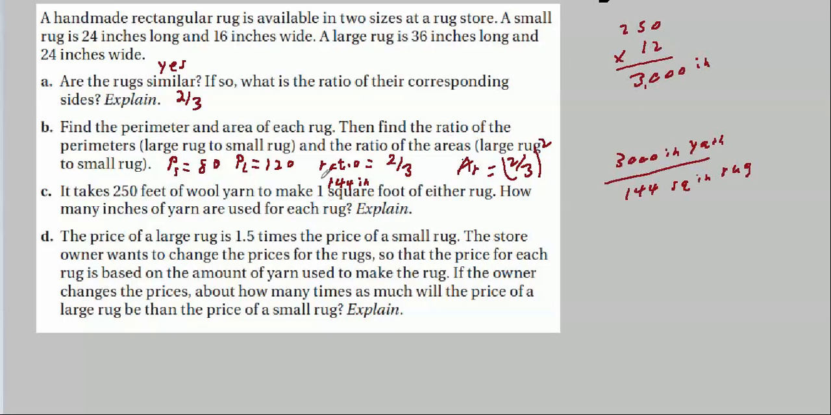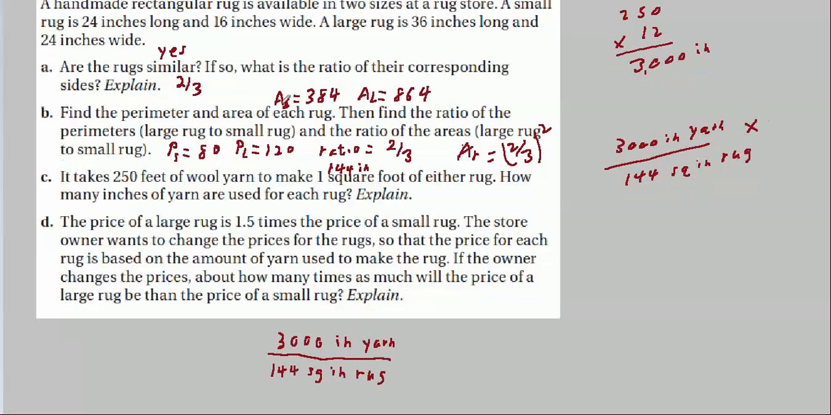So, we're using 3,000 inches of yarn per 144 square inches of rug. If we were to multiply this by the number of square inches in the rug, boom, we'd have the number of inches of yarn that was used. So, first thing I need to do is rewrite this in a way that we have room to write everything down.